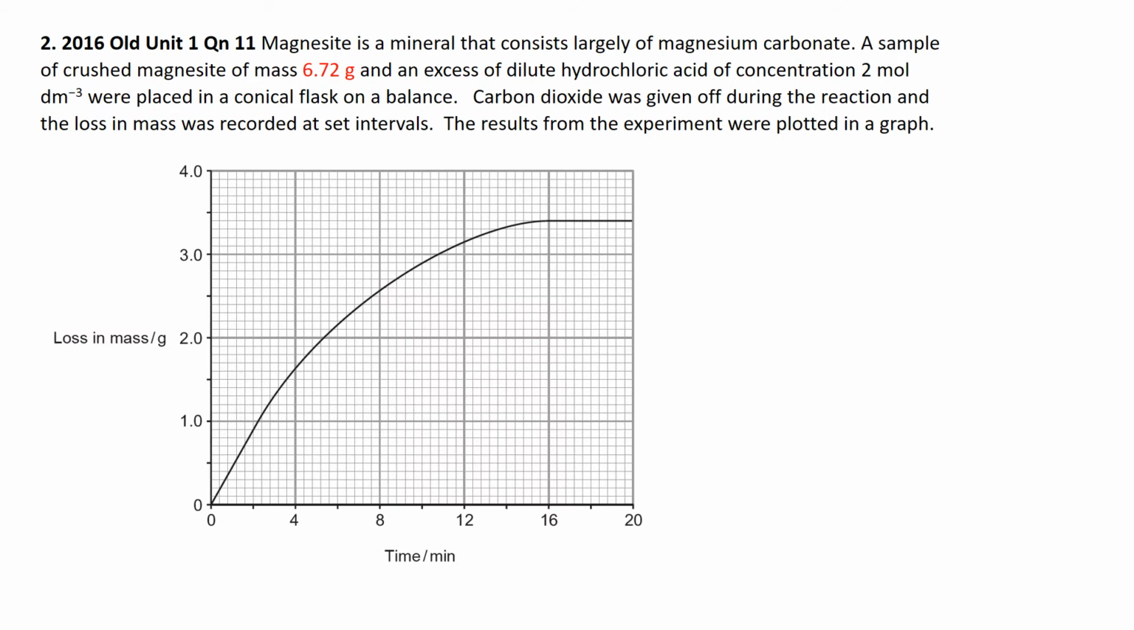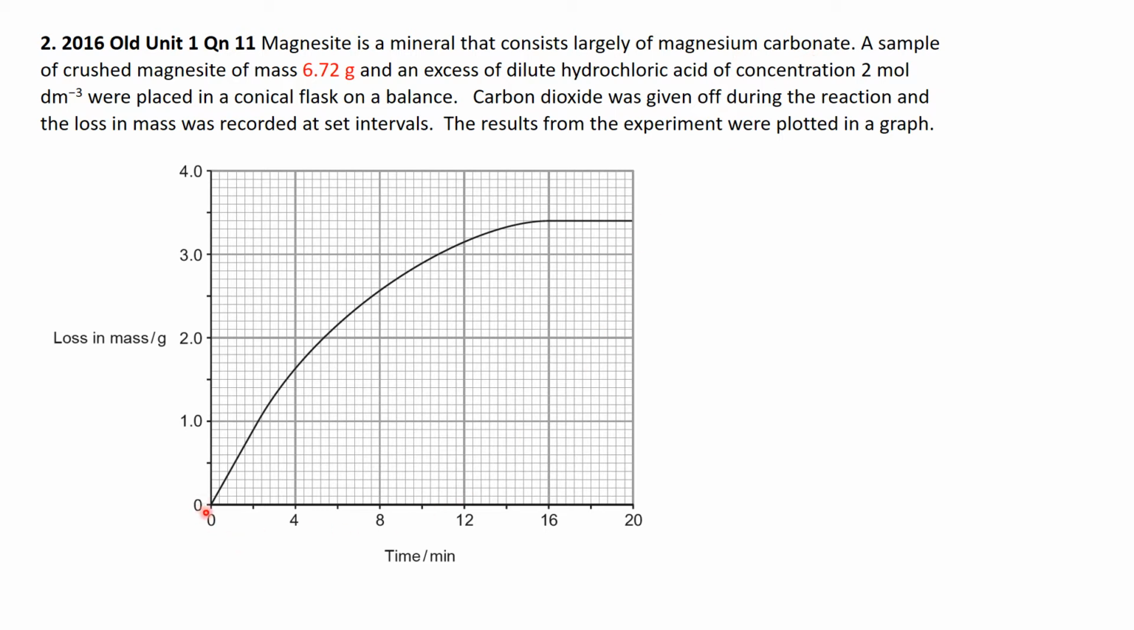Okay, magnesite mineral consists largely of magnesium carbonate. A sample of crushed magnesite, a mass of 6.72 grams, and excess dilute HCl, concentration 2 moles per litre, placed in a conical flask on a balance. Carbon dioxide was given off because, of course, you have H+, an acid, with a carbonate. Carbonate is a base. The H+ is going to neutralize that base and makes CO2 as it does so.